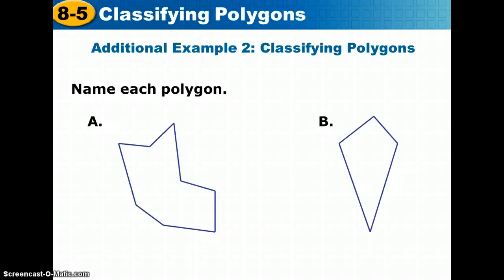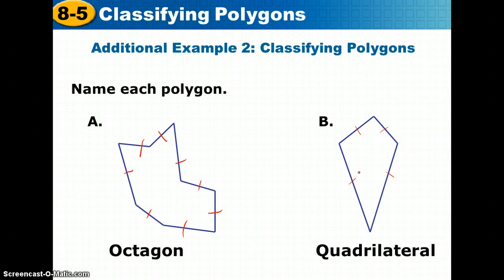So let's name some polygons. 1, 2, 3, 4, 5, 6, 7, 8. I bet you know that that is an octagon. Notice how I'm putting slashes so that I know where I started and stopped. 1, 2, 3, 4. 4-sided figures are quadrilaterals.